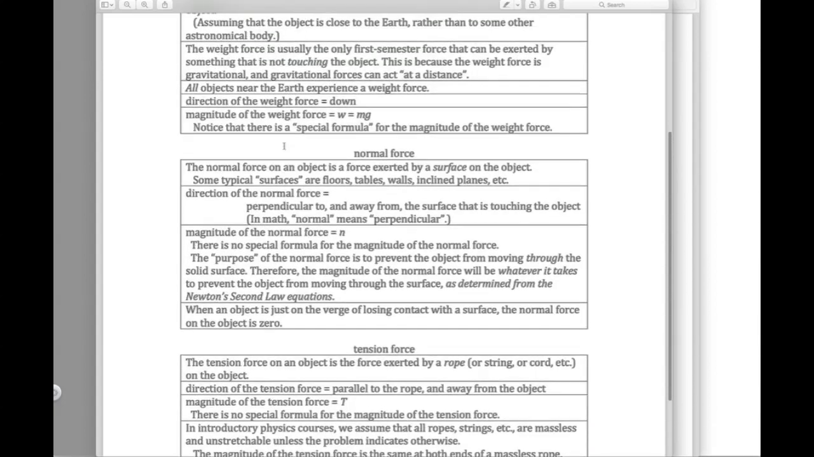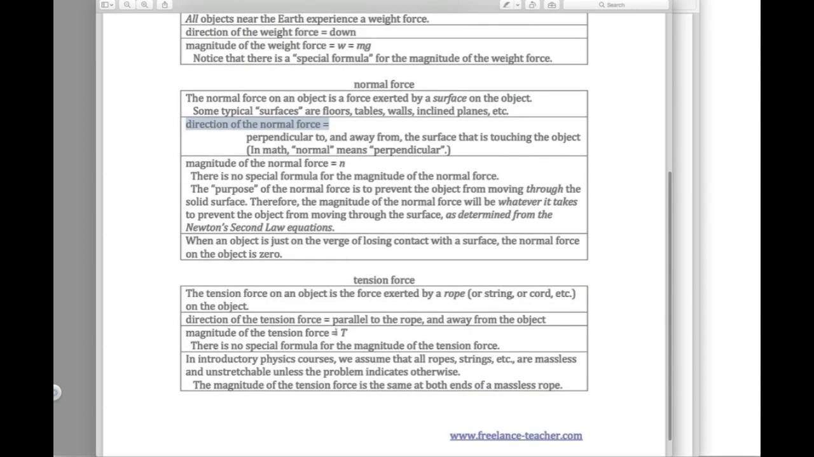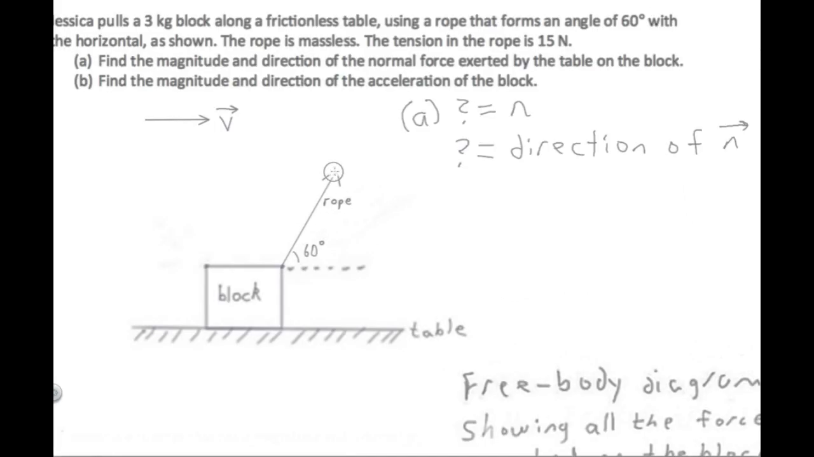Now remember we saw there were rules for figuring out the direction of the weight force and the direction of the normal force. And there's also a rule for figuring out the direction of the tension force. The direction of the tension force is parallel to the rope and away from the object. I think that should make pretty good sense. So for example, in this case, the direction of the tension force would point in this direction. This is the direction that's parallel to the rope and pointing away from the object.